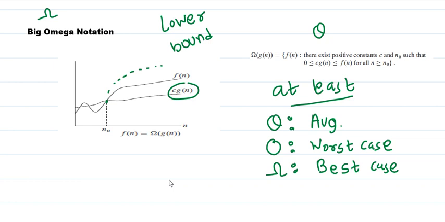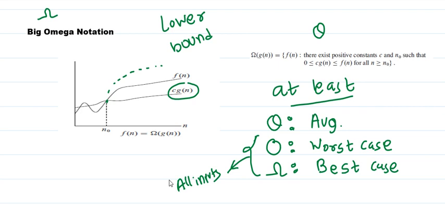And the main difference between all these three is that big O and big omega are applicable for all inputs. Theta is not applicable to all inputs since it corresponds to average case analysis. This will become more clear when we take one example. But before that, let's try to understand this definition and take a few examples.